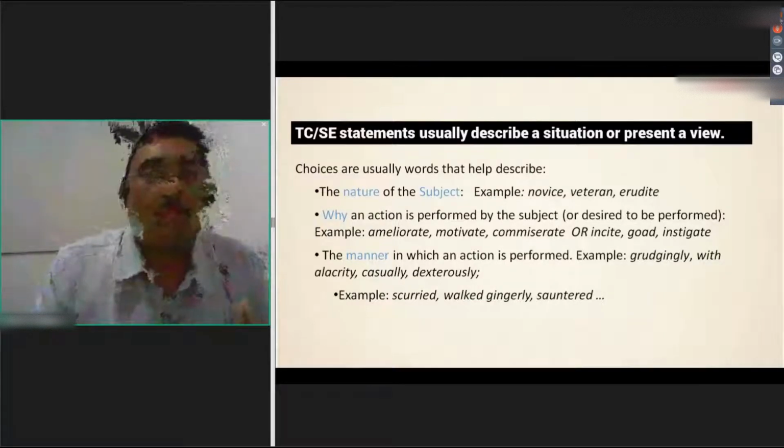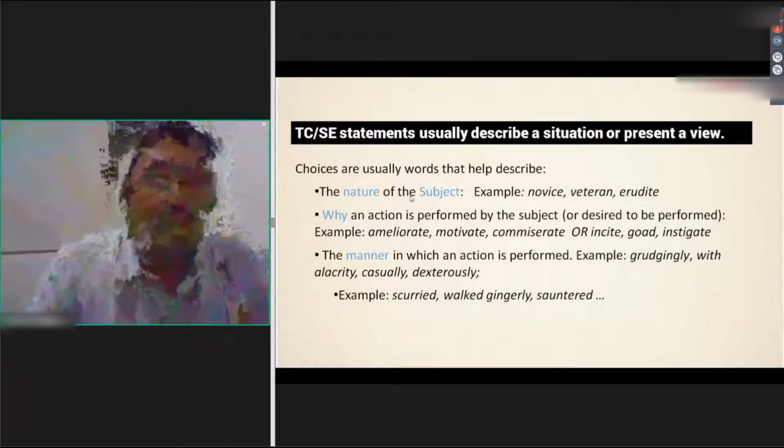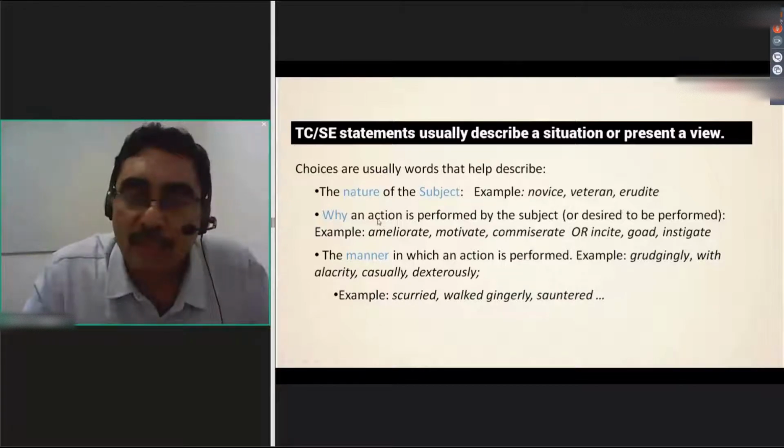So you will actually be asked to fill in a word in a sentence, right? And you know that a sentence typically talks about a subject and what the subject is doing, why it is doing it, and the manner in which it is doing the action, right? So study words which fall in this bracket.